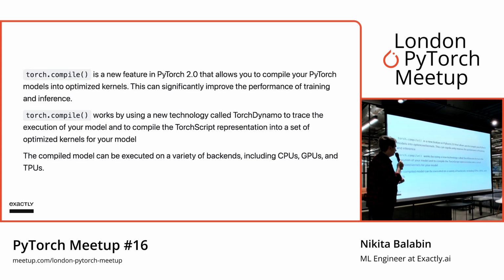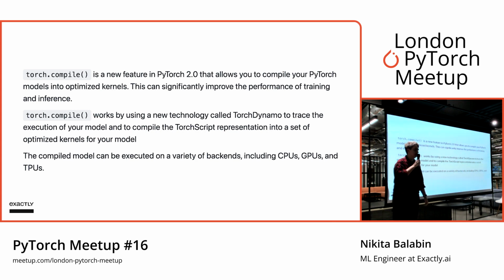It's a new pipeline for compiling your model. Previously it was Torch Script or Torch Trace, but now it's Compile, and it has really cool API, and they boost the performance in both training and inference regimes.